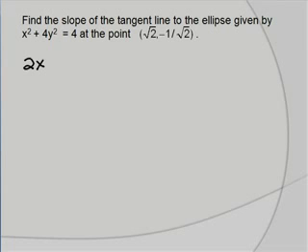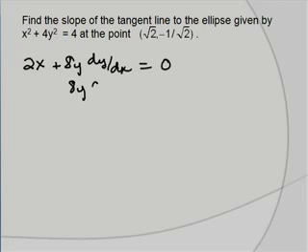And then the 4y squared, we would get 8y dy/dx. And the derivative of 4 is 0. So that was the first step. The next step said to put all the terms with dy/dx on the left side, move everything else to the right side. So we'll keep the 8y dy/dx here. We'll move the 2x to the other side. We don't have to factor out a dy/dx because we only have one of them.